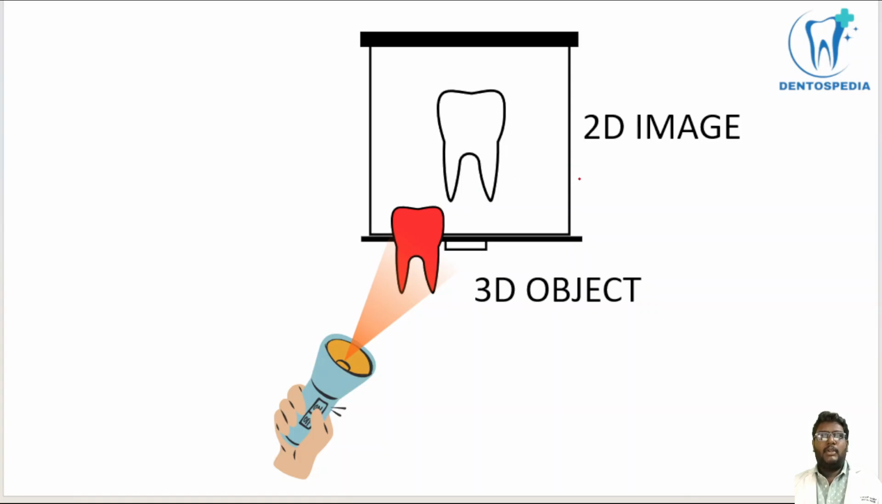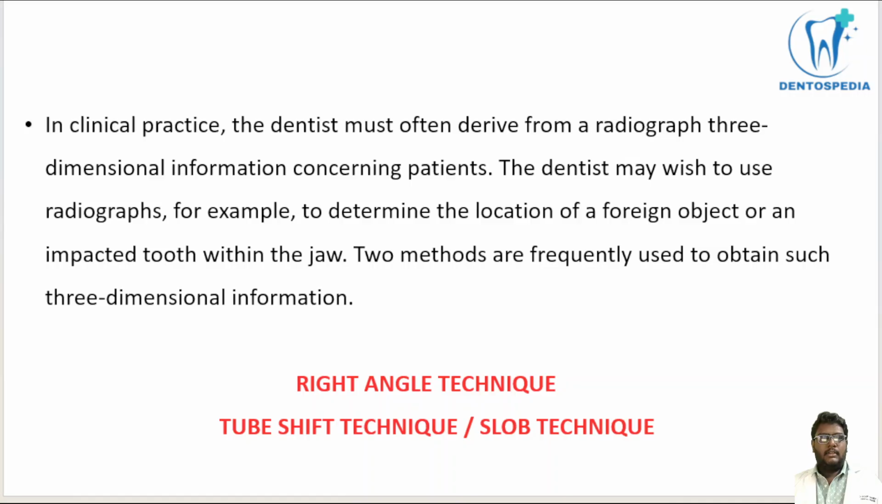And the films are two-dimensional. They have only length and breadth, but our teeth have length, breadth, and thickness. So we don't get all the information related to the teeth when we are exposing a three-dimensional object onto a two-dimensional film. That's why we have to rely on certain techniques to get all the information, right? These are the two techniques: the right angle technique and the tube shift technique, which is also called the SLOB technique.